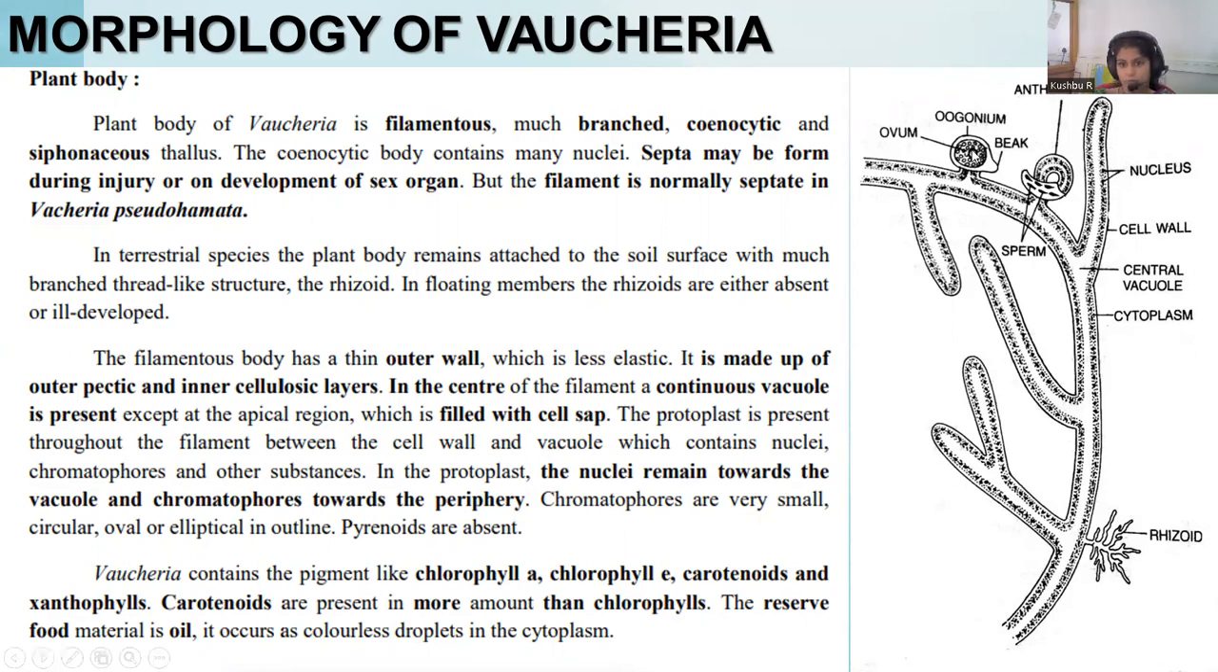There is sex organ formation here in the thalli, which is homoecious or monoecious in nature, where the sex organs are present in the same thalli. The cell wall is divided into the innermost cell wall and the outermost cell wall, where the innermost cell wall is made up of cellulose and the outermost cell wall is made up of pectin. It contains photosynthetic pigments, and also accessory pigments along with the reserve food material.